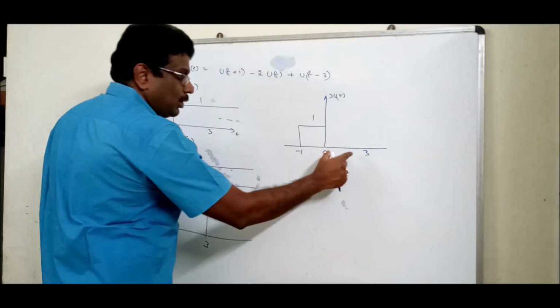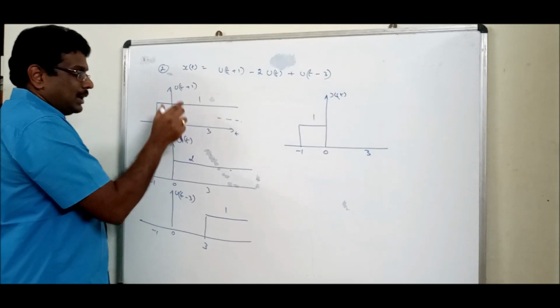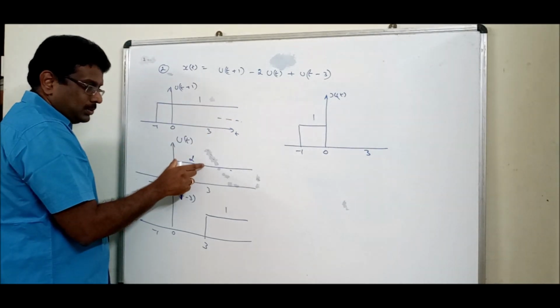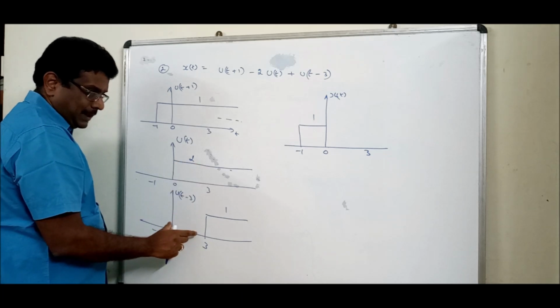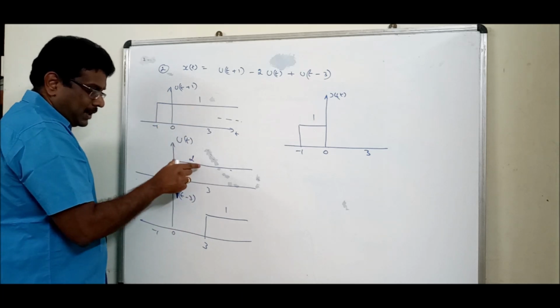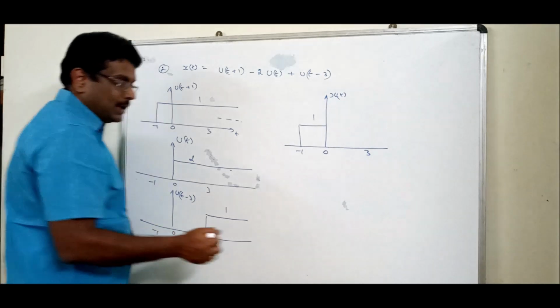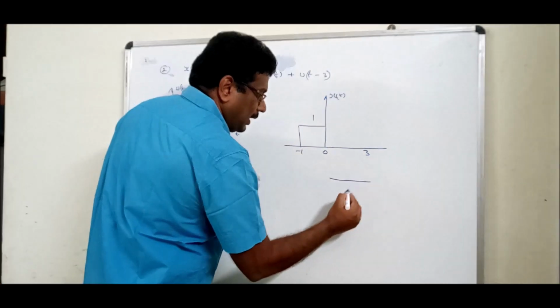Next, I need 0 to 3. 1 minus 2 plus 0. Answer is minus 1. Wherever 0 to 3, it is minus 1.